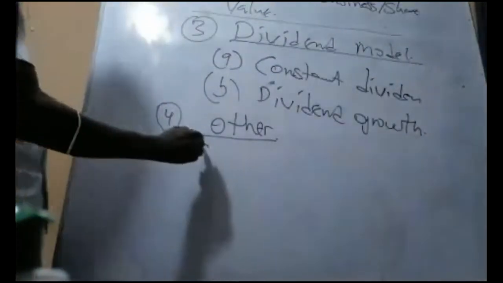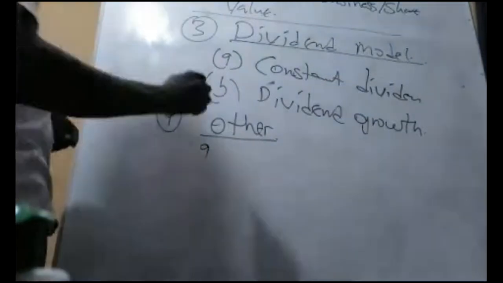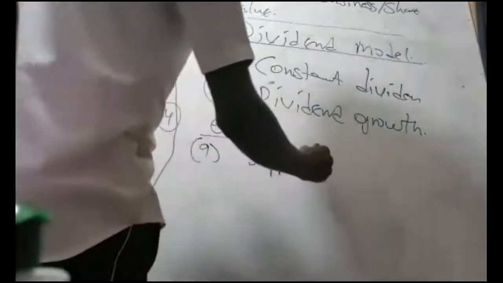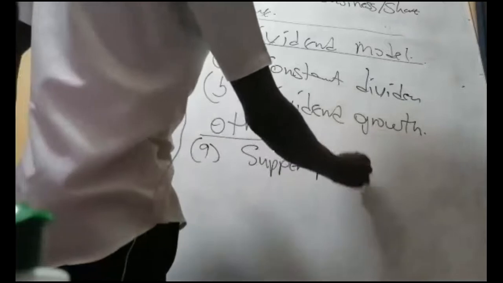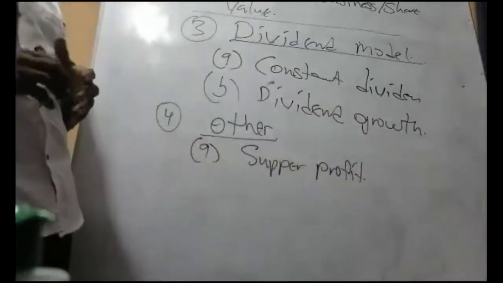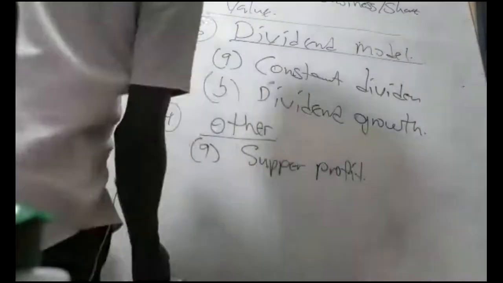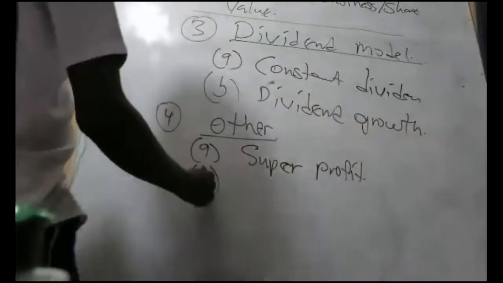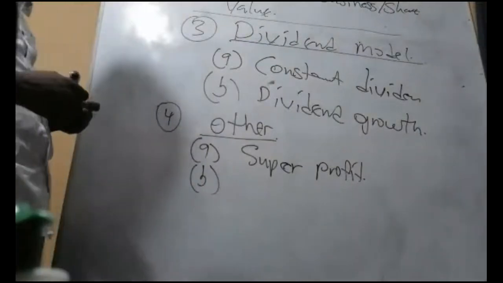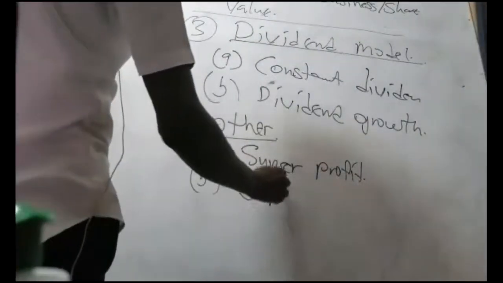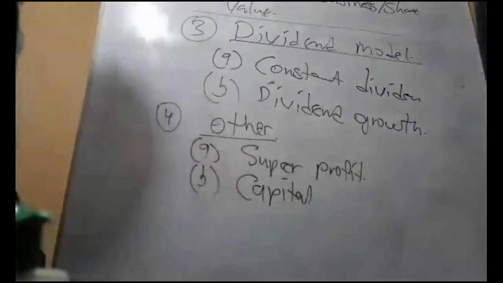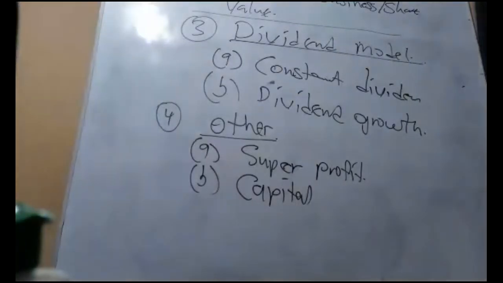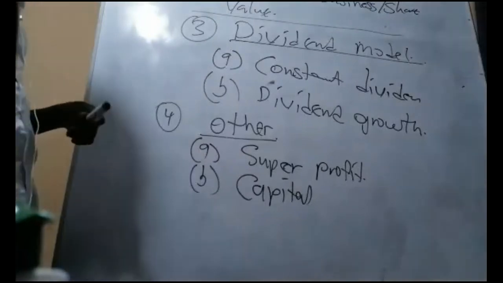Good. So that one, A, is the super profit method. You can use your super profit to value them. So, super profit method. B, and then the CAPM, the one that was given to us by Kaplan. Yes, Kaplan Newton. So that's the capital asset pricing model.